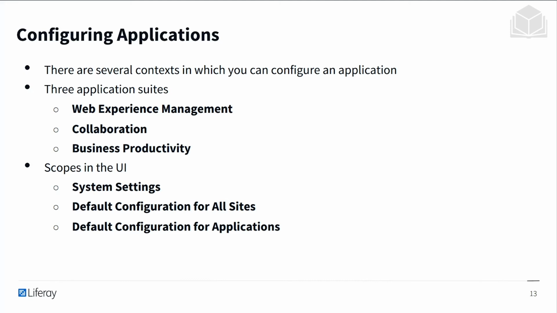Then we come to configuring applications. There are several contexts in which you can configure an application. There's three application suites: web experience management, collaboration, and business productivity. And then we have a few scopes in the UI. So this is system settings, a default configurations on all sites, and default configuration for applications. And so this is growing in specificity based on each of these level of scopes.